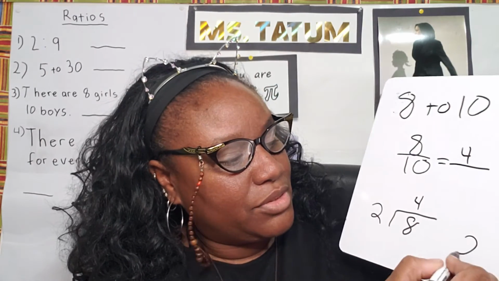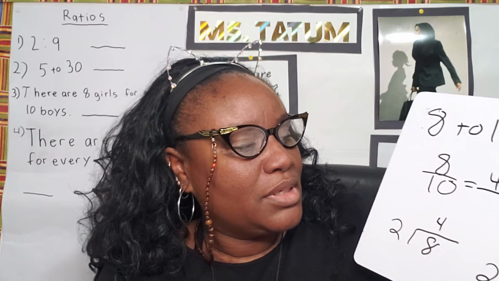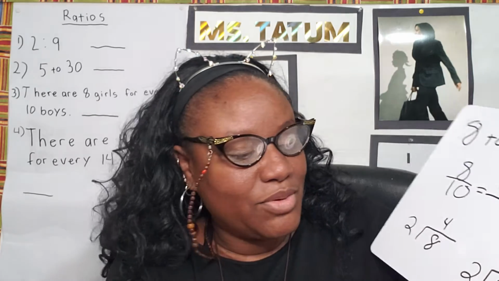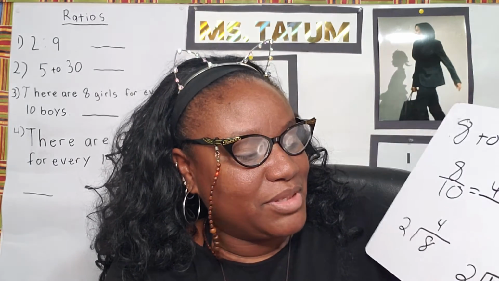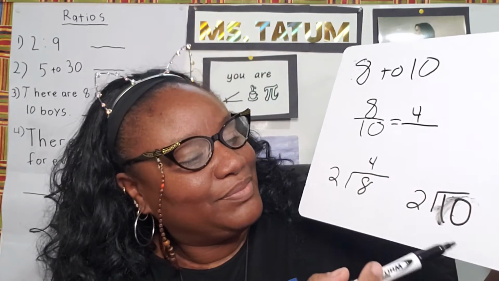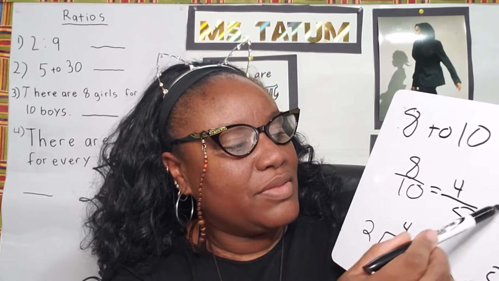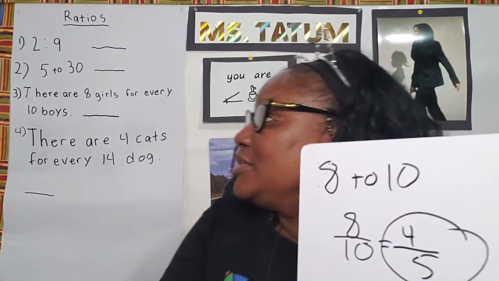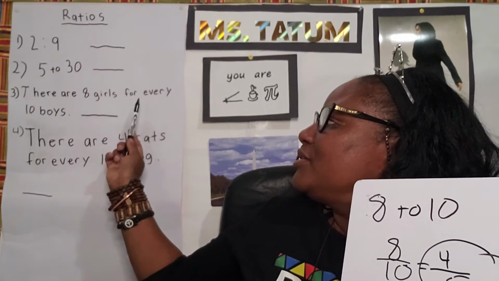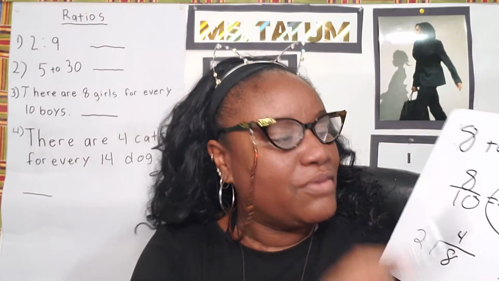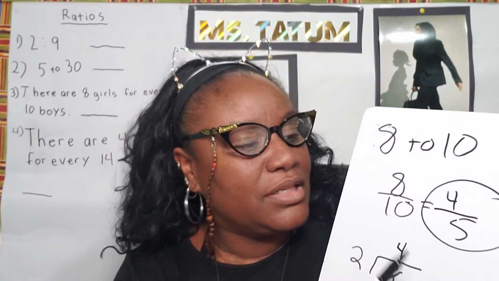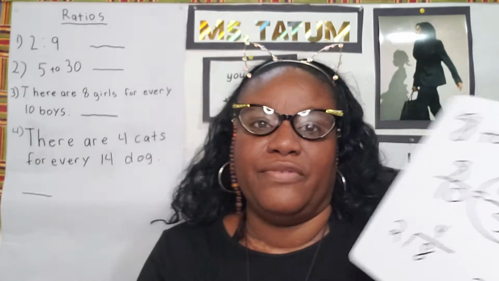How many times does 2 go? Oops. So quick to want to write the answer. How many times does 2 go into 10? Look at my multiplication chart, 5 times. So that essentially is your answer for there are 8 girls for every 10 boys. Write that ratio in a fraction in the lowest form. It would be 4/5.